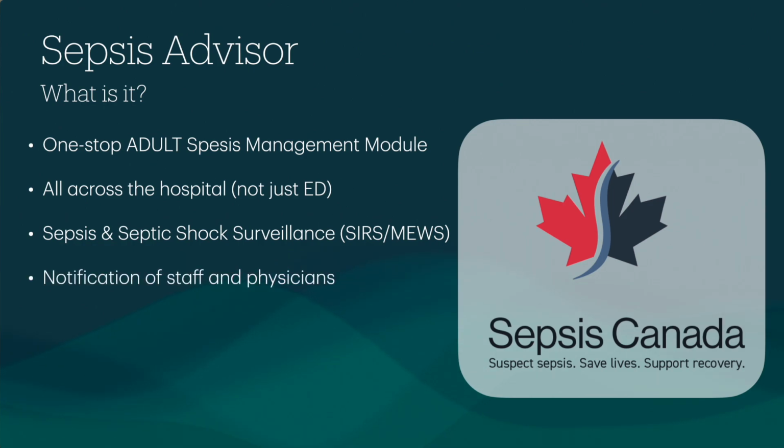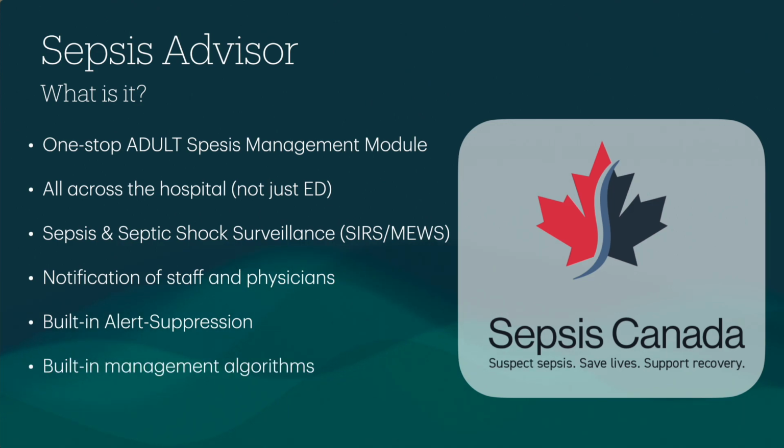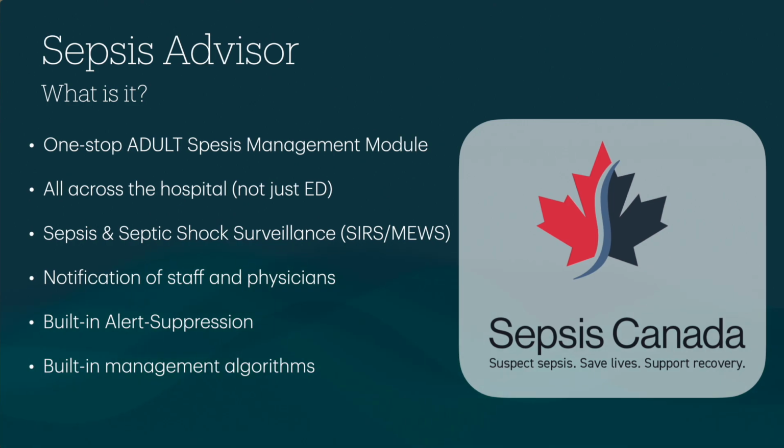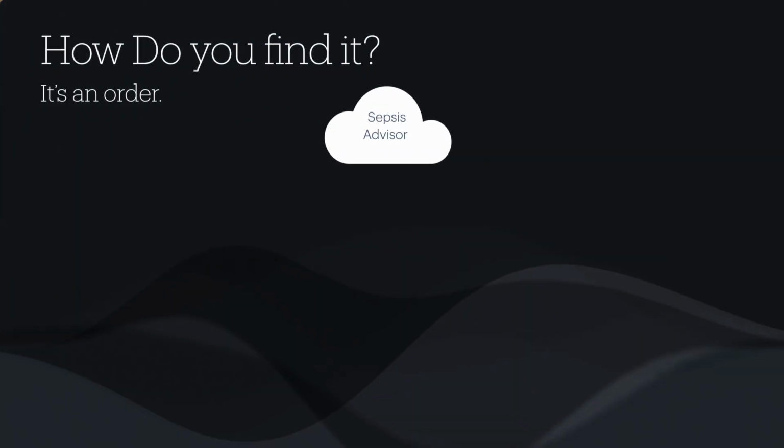It includes notification or alerts to both staff and physicians, and it has built-in suppressions so that you can suppress the alerts once you've taken action. Within the Sepsis Advisor, there is a built-in management algorithm that makes treatment and management suggestions to make management of sepsis much easier. So how do you find it?